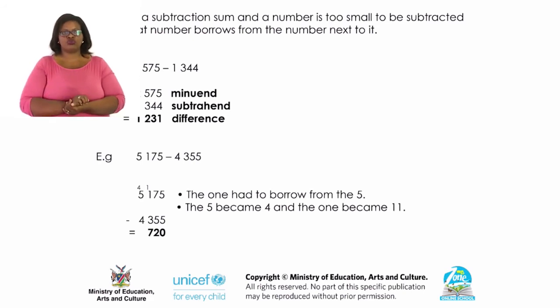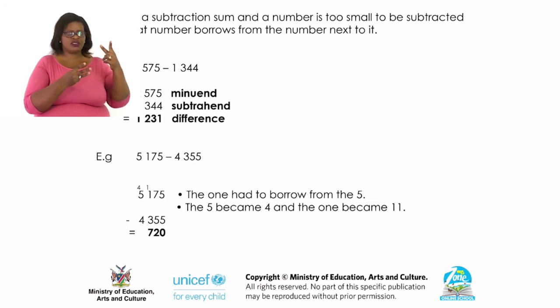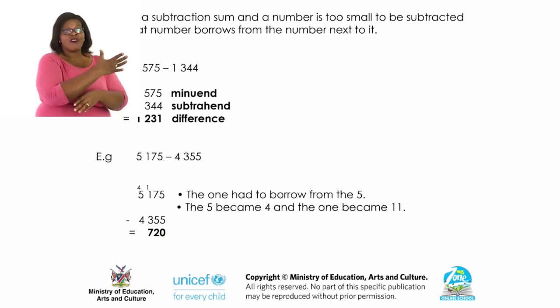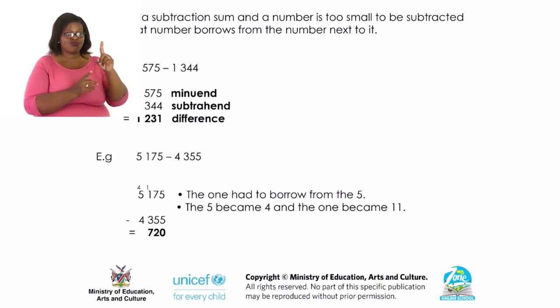1 minus 3. Now here we see we cannot subtract it. So what should we do? Yes, now the 1 goes over to the 5. And the 1 says to the 5, please borrow me, because I am too small for the 3 to be subtracted. So the 5 will borrow the 1. And now the 5 will change into a 4.